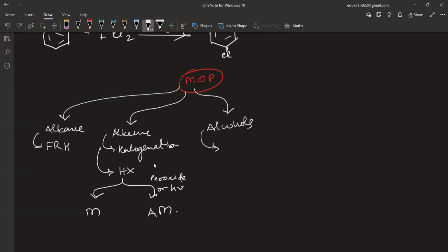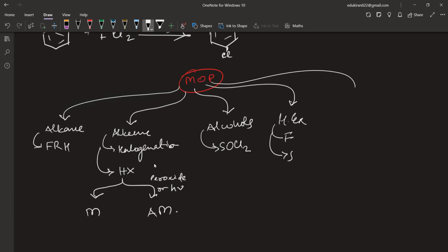And alcohols, the important thing is SOCl2. Okay. And then what did we do? We did halogen exchange methods. Here we have Finkelstein and here we have Swarts reaction. Yes. At the end, we did EAS.